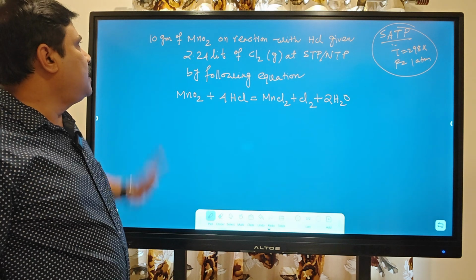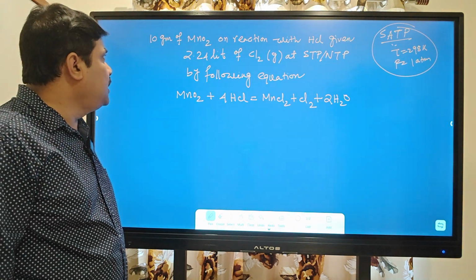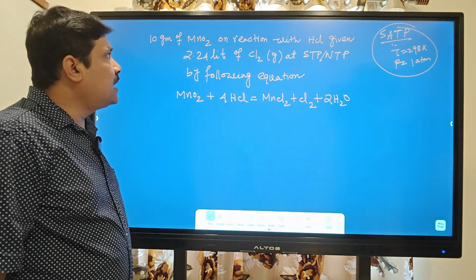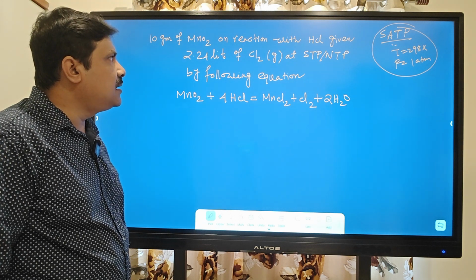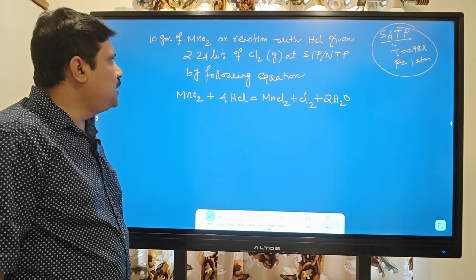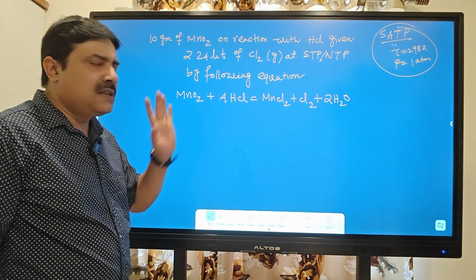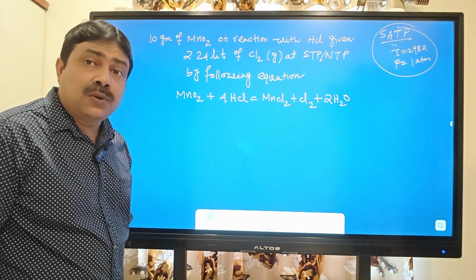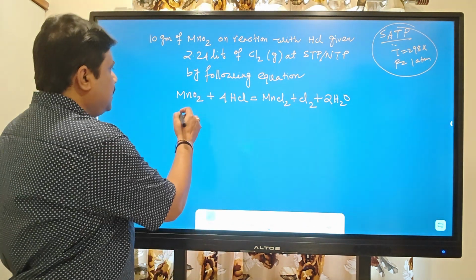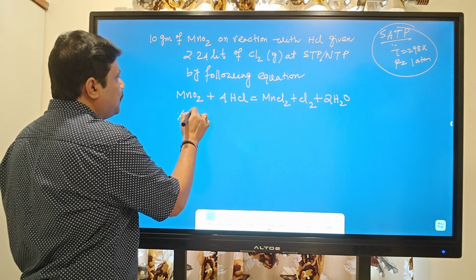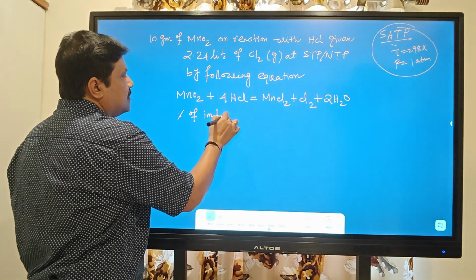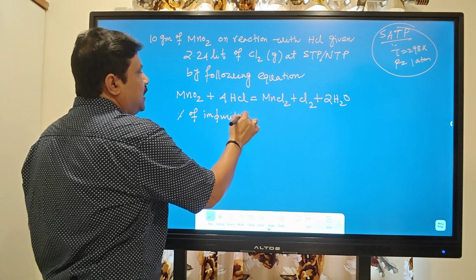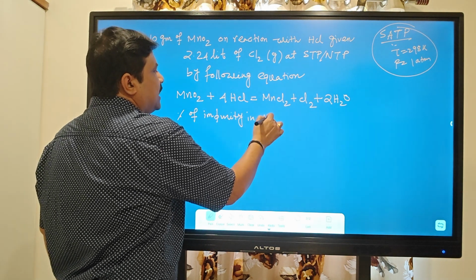So now you look, here they are giving 10 gram of MnO2 reacting with HCl giving 2.24 liter of Cl2 gas at STP or NTP by the following equation. These are given. Now what is the question they are asking? They are asking the percentage of impurity in MnO2. That is the question.